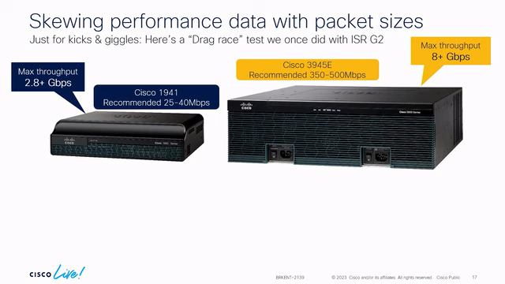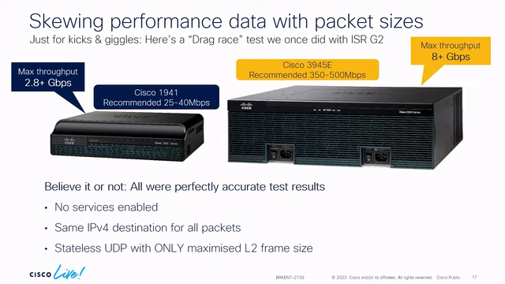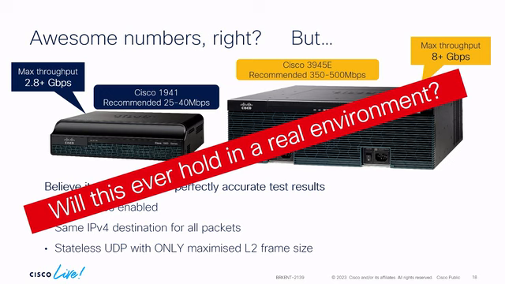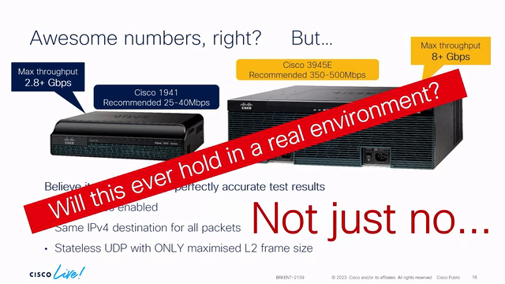They can do it if you want to. You just have to do the test case in the right way. You say no services whatsoever, same IP destination all the time, a fixed size of maximum frame size through the router, and you get this. Because basically what it's doing now is basically switching traffic. But will this ever work? Not just no. Hell no, it won't. It will never work outside a lab.